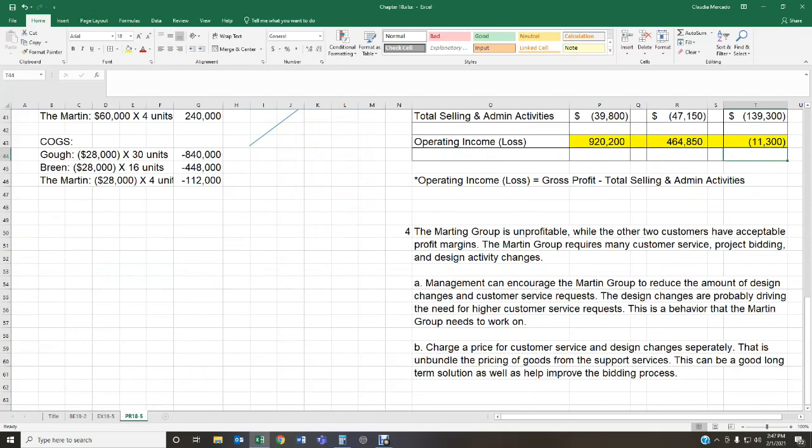Management can encourage the Martin Group to reduce the number of design changes and customer service requests. The design changes are probably driving the need for higher customer service requests. And this is a behavior that the Martin Group needs to work on. Charge a price for customer service and design changes separately. That is, unbundle the pricing of goods from the support services. This can be a good long-term solution as well as help improve the bidding process. So those are some possible alternatives.